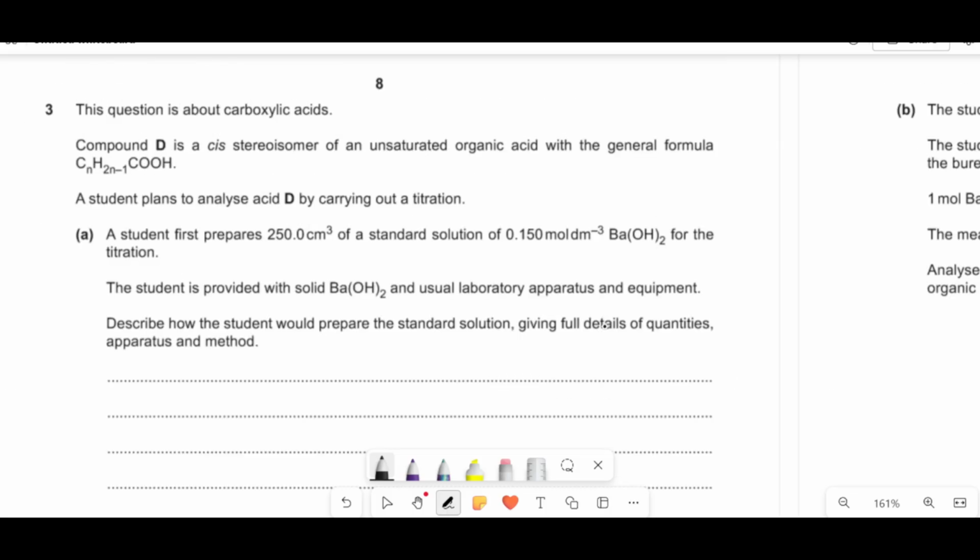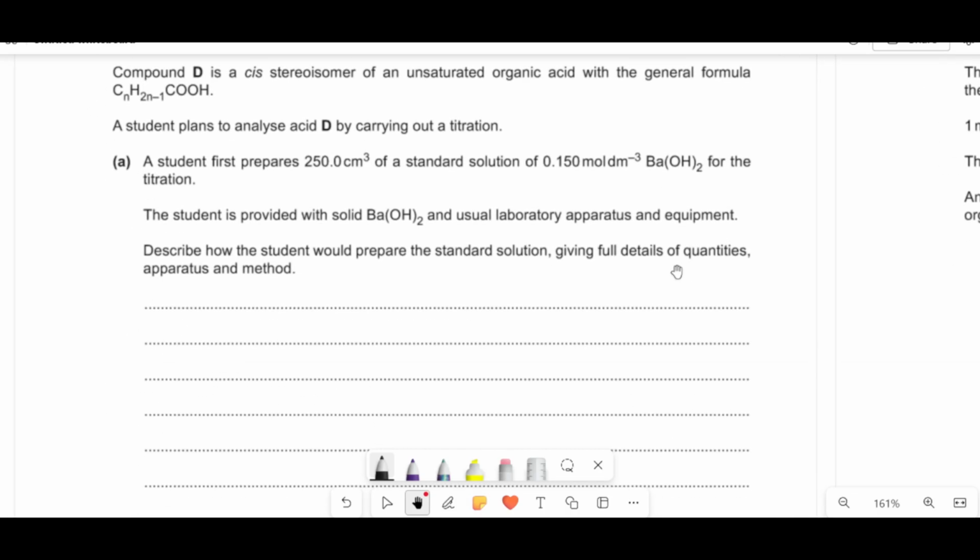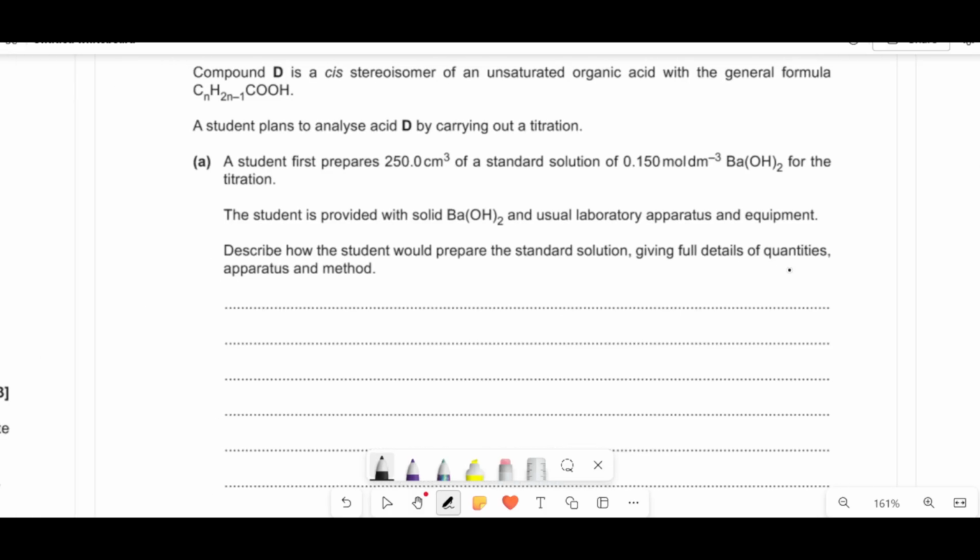There you go. So this question's about carboxylic acids. Compound D is a cis stereoisomer of an unsaturated organic acid with this general formula. A student plans to analyze acid D by doing a titration. So what they do, please just write a little flow chart or something so you know exactly what's happening.